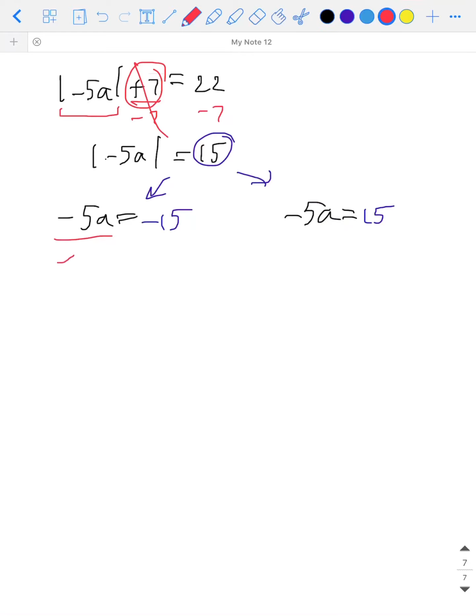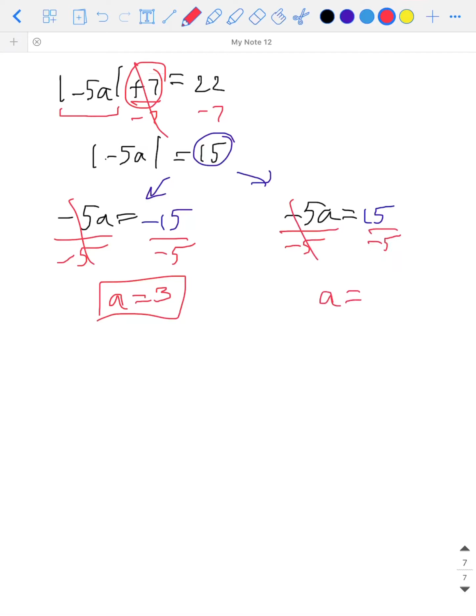Divide negative 5 to both sides. A will be 3. Divide negative 5 to both sides. A will be negative 3. We can revise that these solutions are actually true.